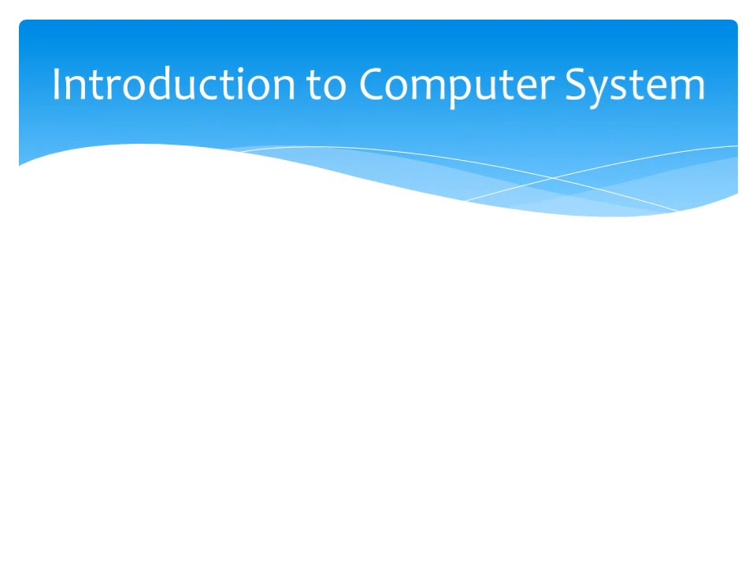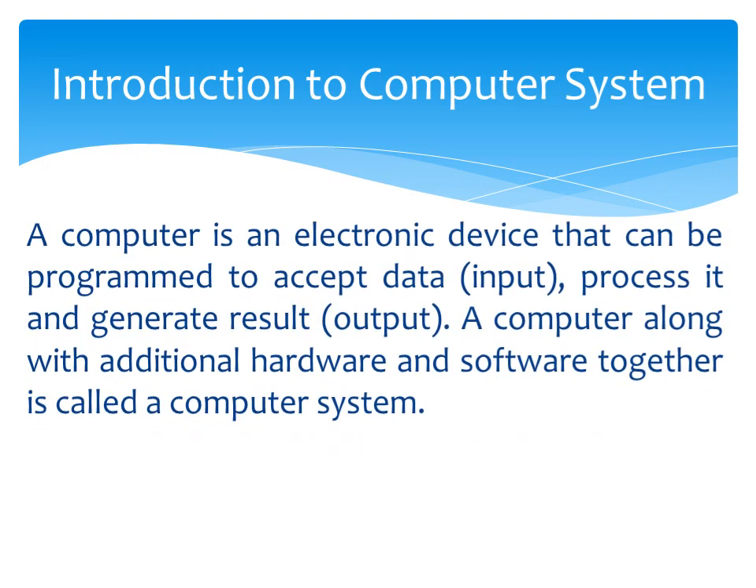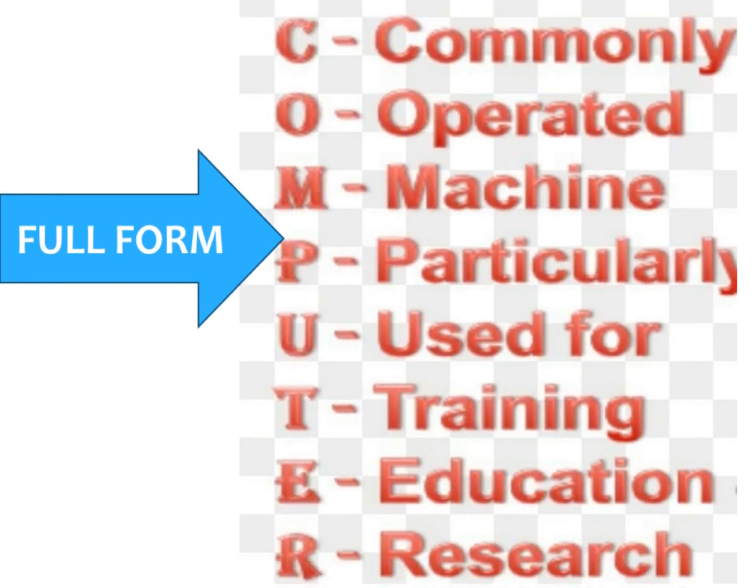Introduction to Computer System. What is computer or how to define computer? This we have been reading since our class 3 and is still same, that the computer is an electronic device that can accept data, process it and give us the desired result. The full form of computer is commonly operated machine, particularly used for training, education and research.